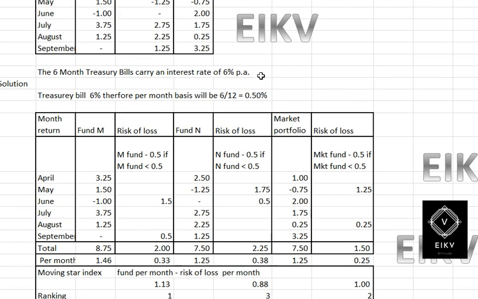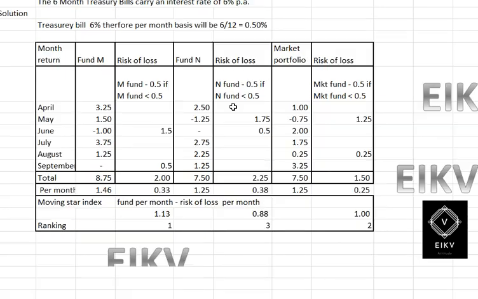So the interest rate would be 6%. Therefore, for the treasury bill, on a per month basis it would be interest rate 6 divided by 12, which is 0.5%. And then we have made a table containing 7 columns, 2 each for fund M, fund N and market portfolio. Then on the first column it is months starting from April to September.